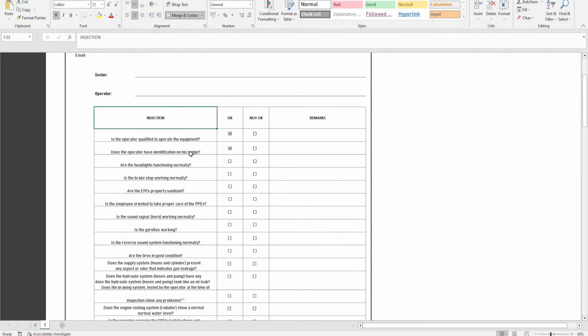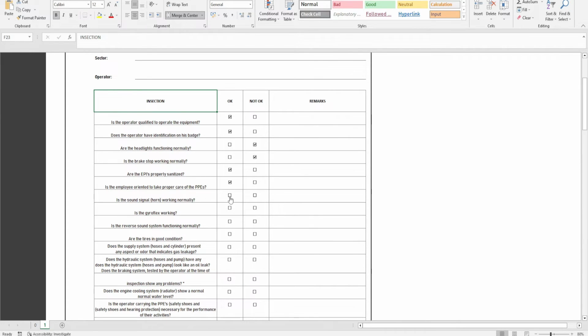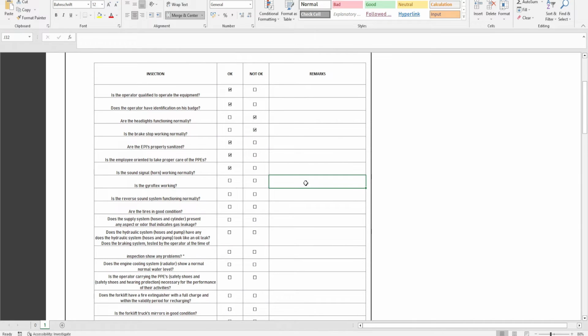There is no standard model of checklist for forklift trucks. Normally, each company establishes its own model according to the technical knowledge of the preparer, the characteristics of the forklift truck, and the occupational health and safety policy, among others.